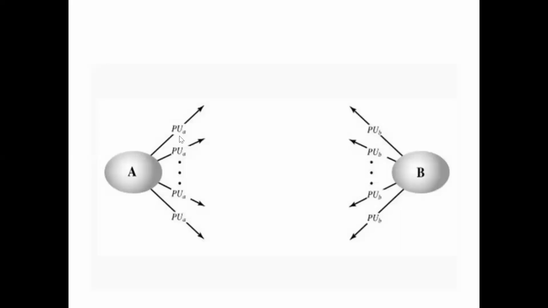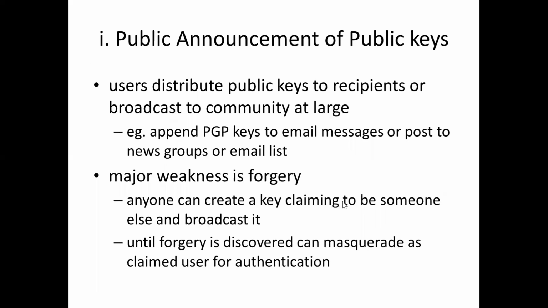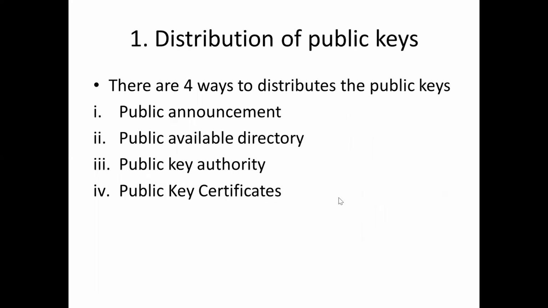PUA, the public key of participant A. He has to announce his public key publicly. Similarly, the other participant also has to announce his public key publicly. That's why the name is public announcement of public keys. Public announcement, distribution of public keys.